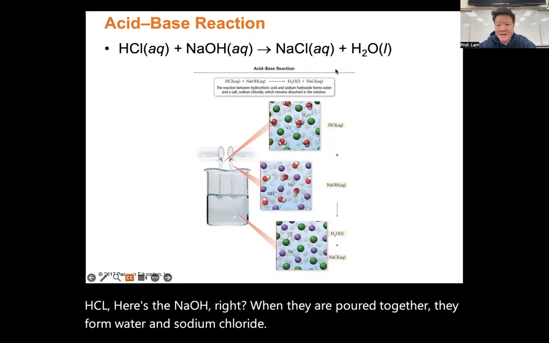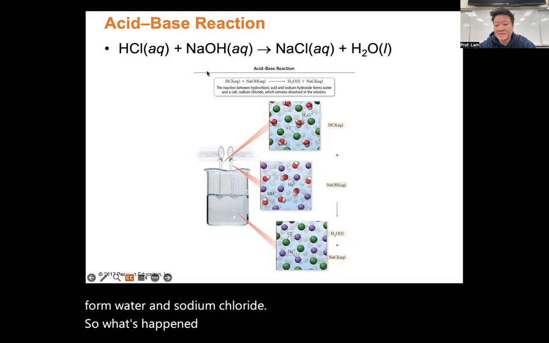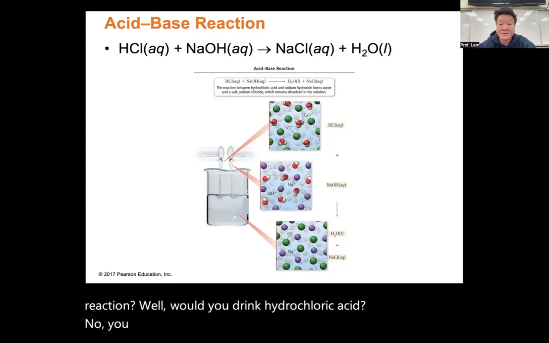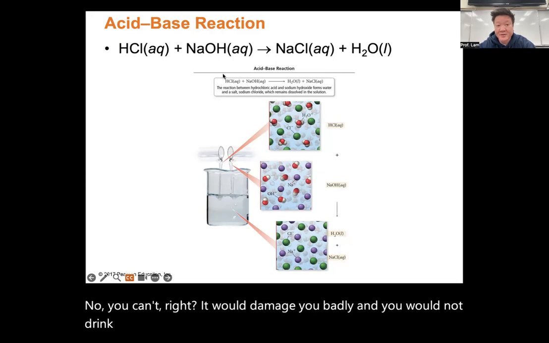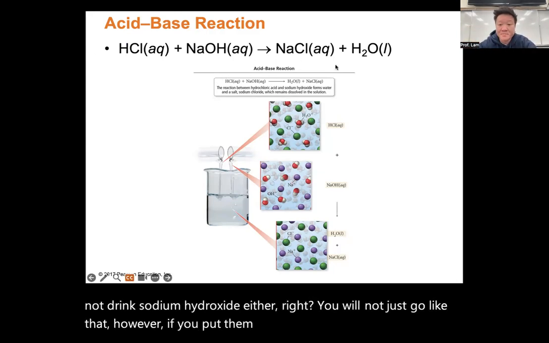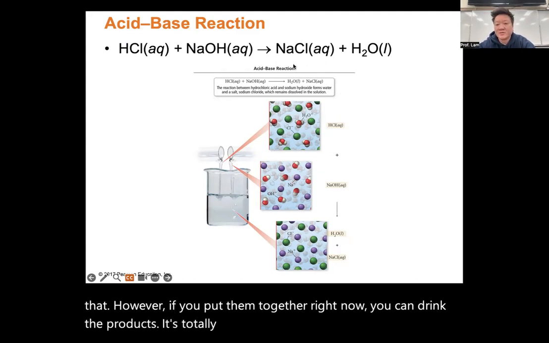So what's happened here? Well, why is it called neutralization reaction? Well, would you drink hydrochloric acid? No, you can't, right? It would damage you badly. And you would not drink sodium hydroxide either, right? You would not just go like that. However, if you put them together, right, now you can drink the products. It's totally fine. You drink this every day, right?